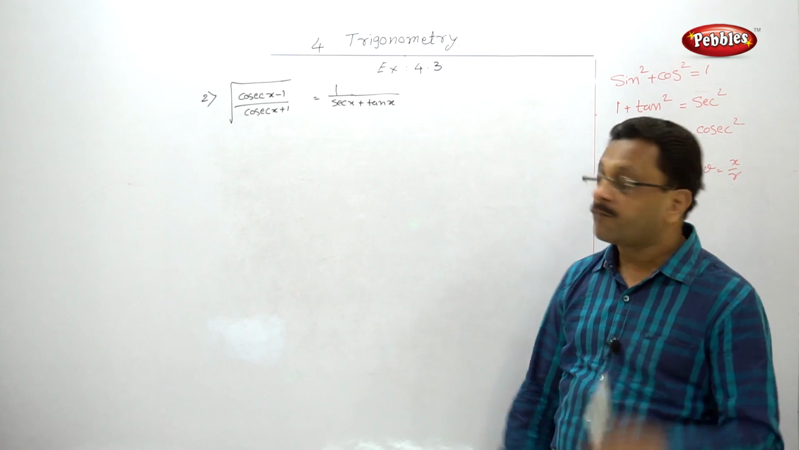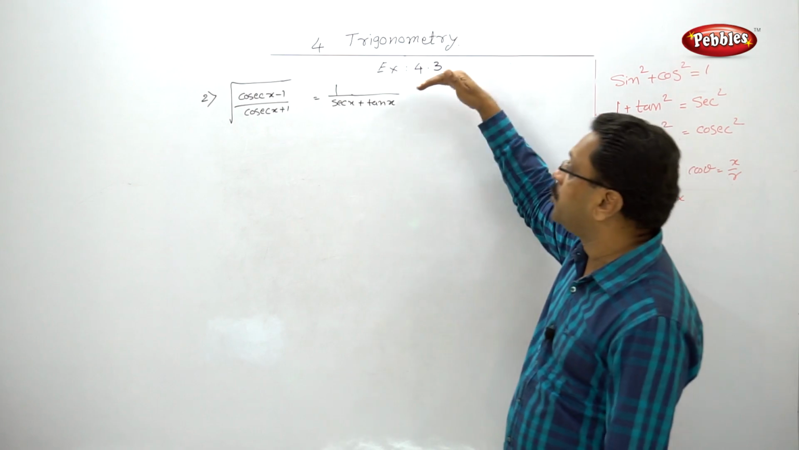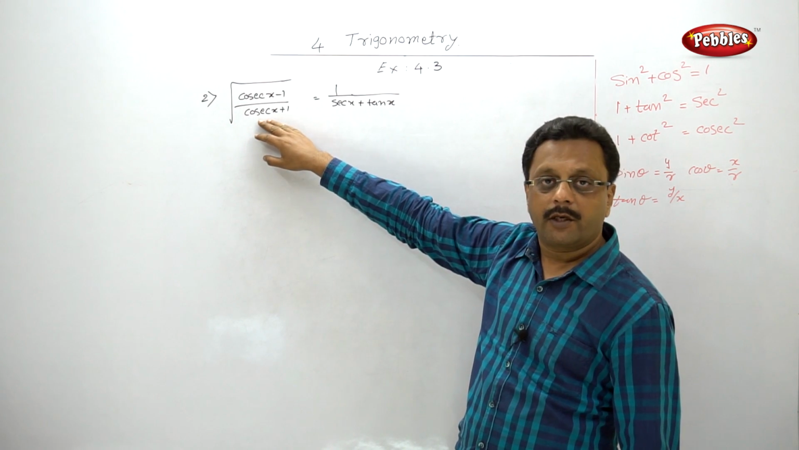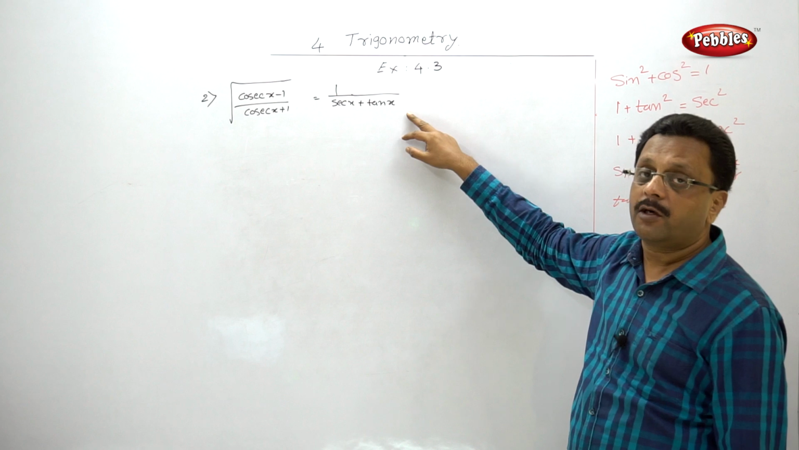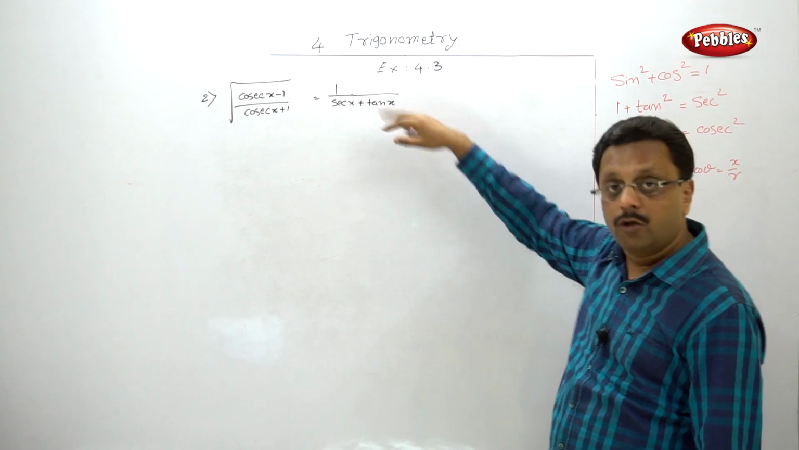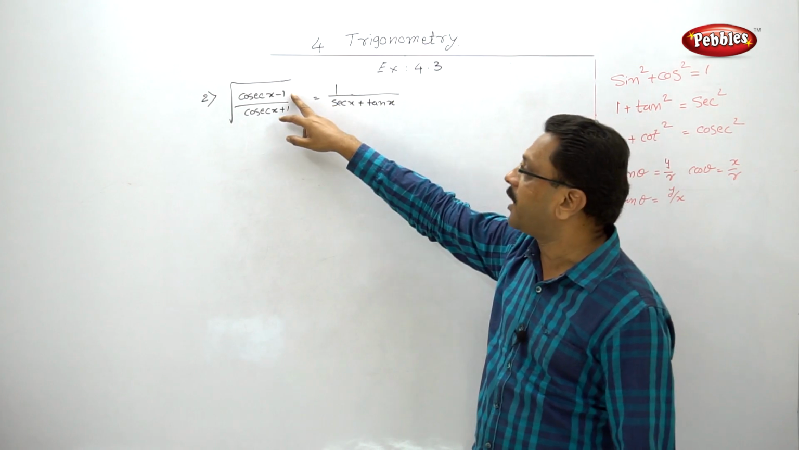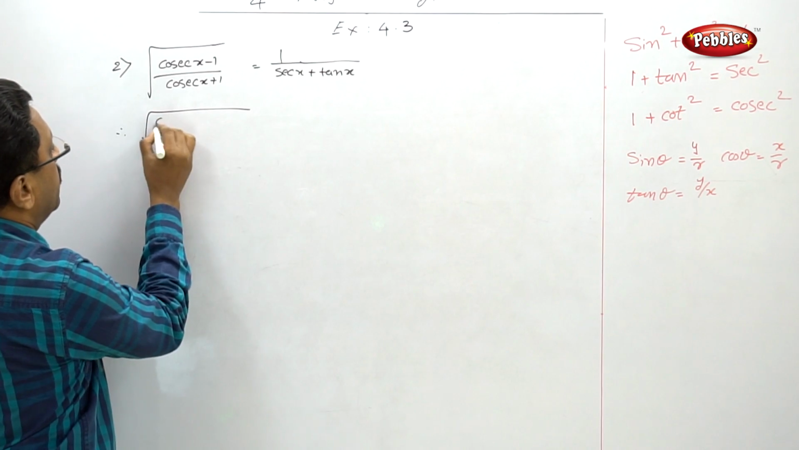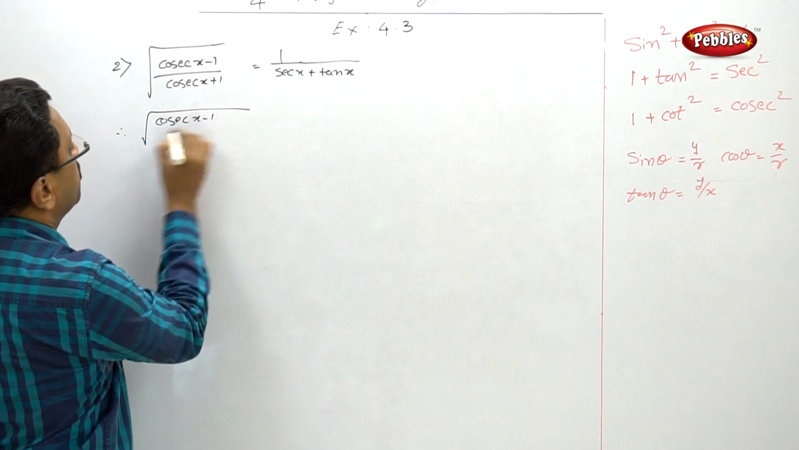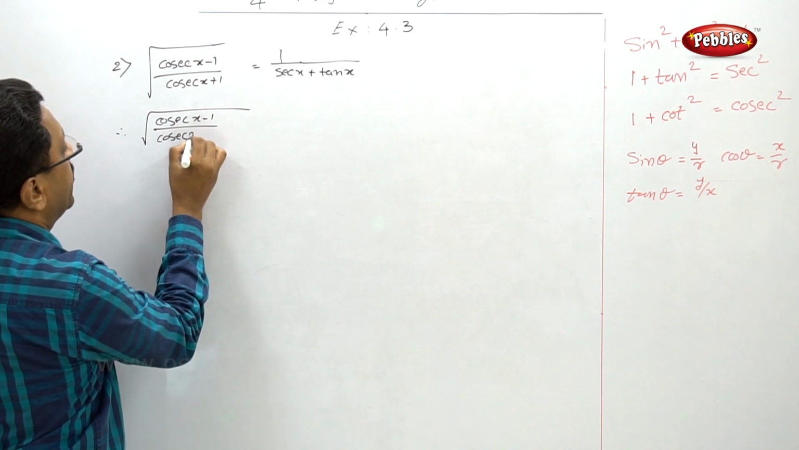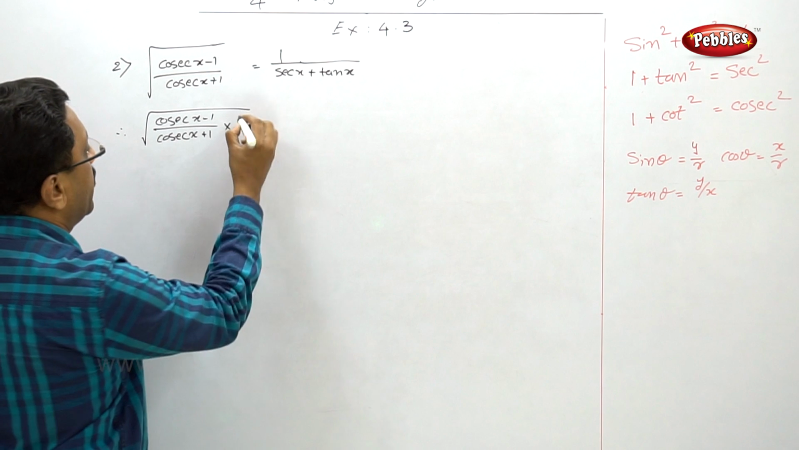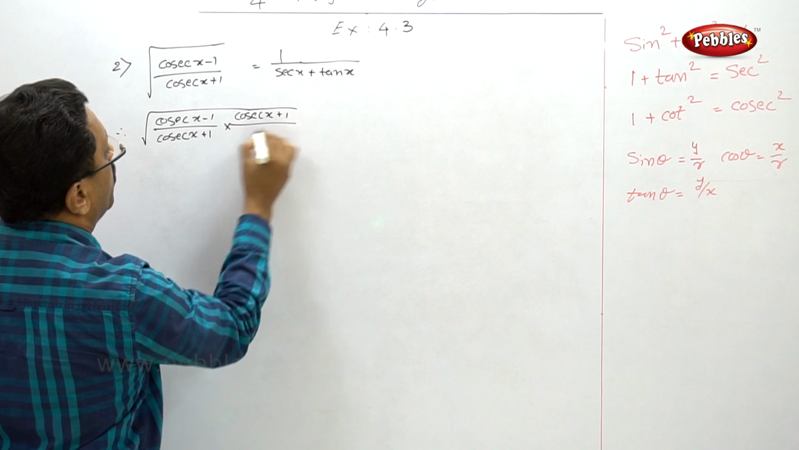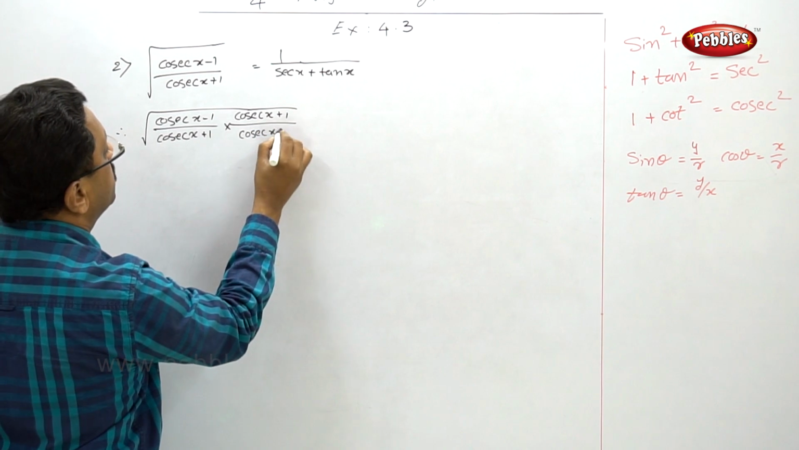Have you understood? If on the right hand side you have only the numerator, then try to eliminate the denominator. Because the denominator is not there. But now here the denominator is there, the numerator is not there, it is 1. So we will try to rationalize the numerator here. I will multiply cosec x minus 1, cosec x plus 1, I will multiply and divide it by cosec x plus 1 upon cosec x plus 1.